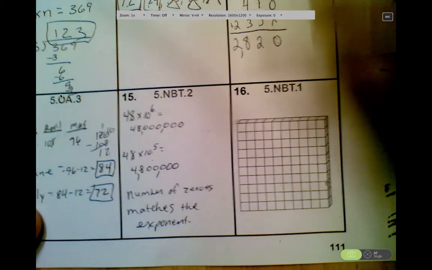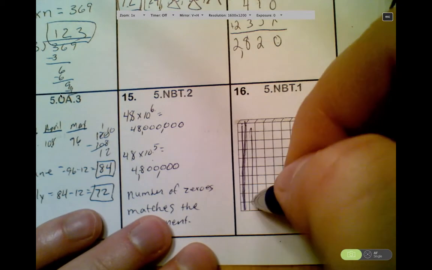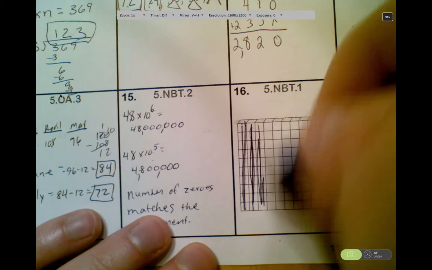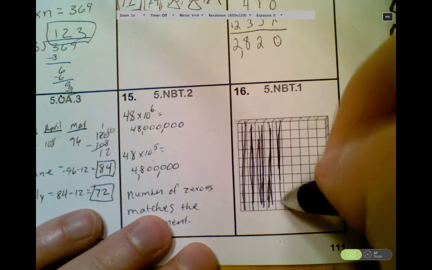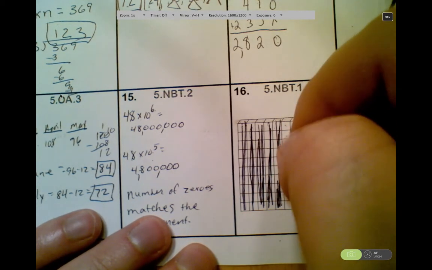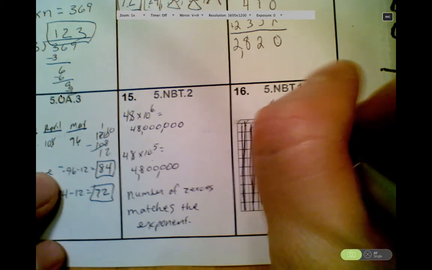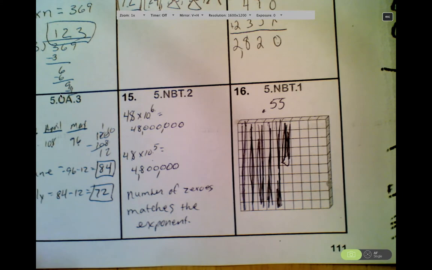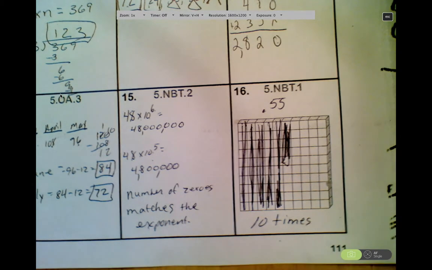And finally, number 16. Shade in 500s. So let's do this. It's 200s, 300s, 400s, 500s, and then you do 5 of them. Write this as a decimal. That's 500s. And again, it says in the decimal, the value of the digit in the tenths place is how many times? 10 times. All right. See you tomorrow.